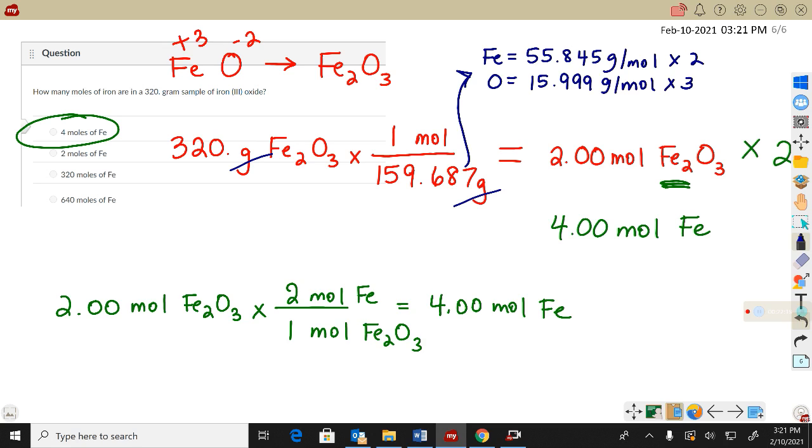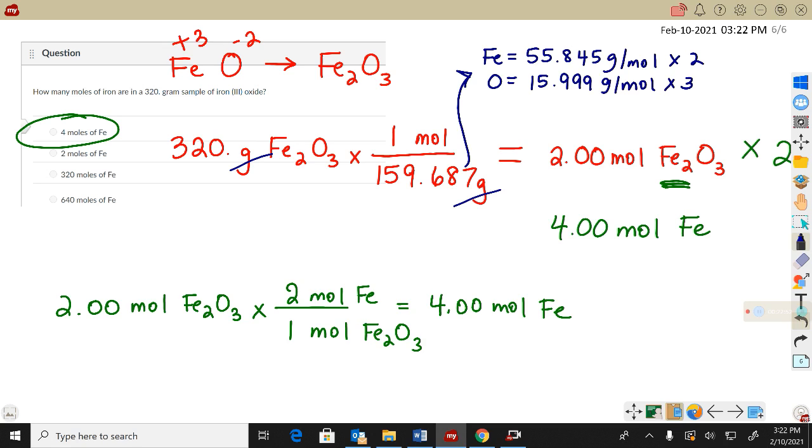Anytime I see grams, it's off the periodic table. So I just did a little sidebar, and I put that mass in my calculator. There's 2 times the mass of iron plus 3 times the mass of oxygen, and I got pretty close to 160 grams. Which then, this starts out kind of making sense, right? If every 1 mole is about 160 grams, I have 320 grams. I got 2 moles. I've got 2 moles of Fe2O3.